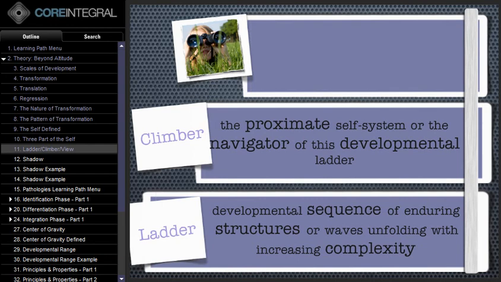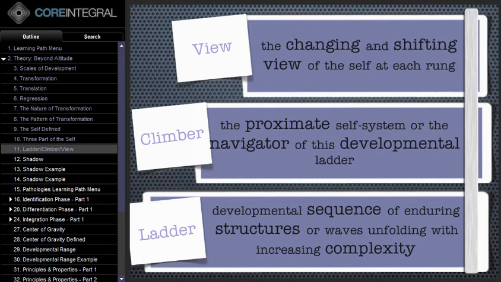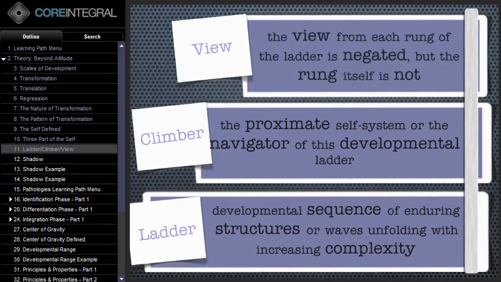Finally, view refers to the changing and shifting view of the self at each rung. This includes a qualitatively different type of self-identity, needs, moral sense, cognition, and so on. As ontogenetic or individual development unfolds, the view from each rung of the ladder is negated, but the rung itself is not, in that you still maintain the included capacities from earlier rungs.